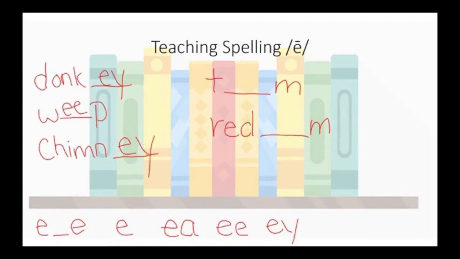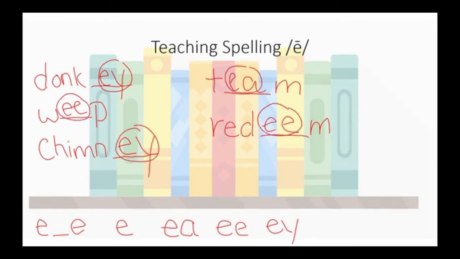Team, if I practice with both EE and EA inside the word, I'm going to find that EA looks the best. And in the word redeem, if I try EE and EA in the word, I'm going to find that EE looks the best. When I mark these words, each of them that I gave you has the double vowel sound. So I'm going to circle those double vowels, and I'm going to mark it with a D underneath to represent the double vowel sound.